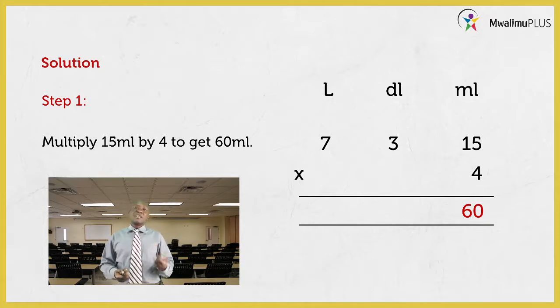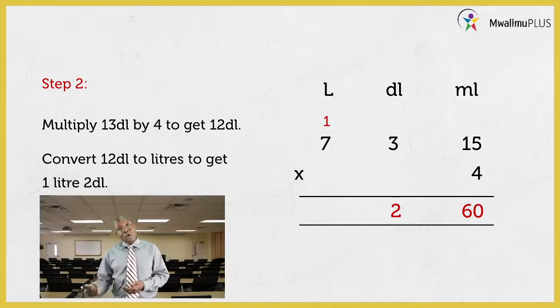Good learners, you agree with me that if you multiply 15 by 4, you will get 60 ml. You can multiply digit by digit, or you can just take 15 and multiply it by 4, and you will get 60. So we got 60 on the ml side. Since 60 is not more than 100, we are not going to convert it into dl. So we write 60 on that side. Then learners, we proceed again to dl, where we have 3 multiplied by 4, or 4 times 3.